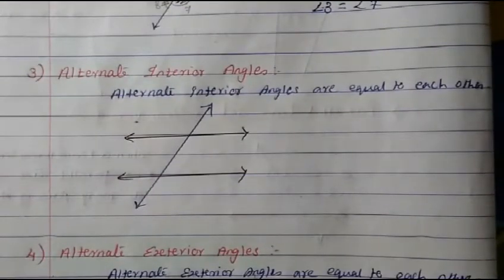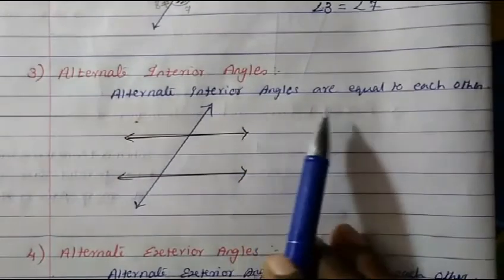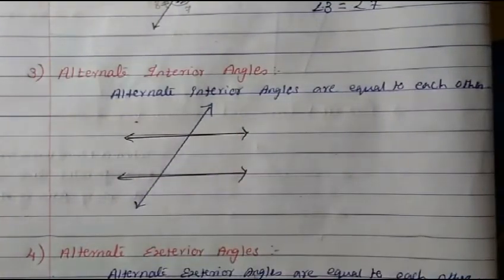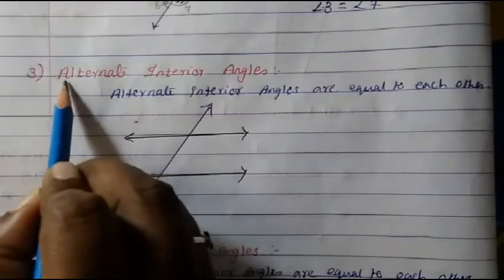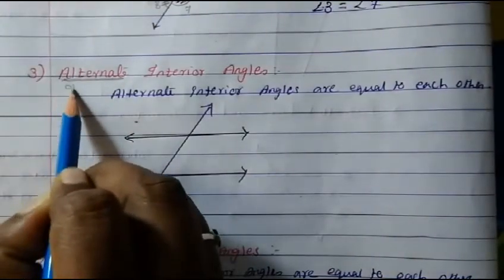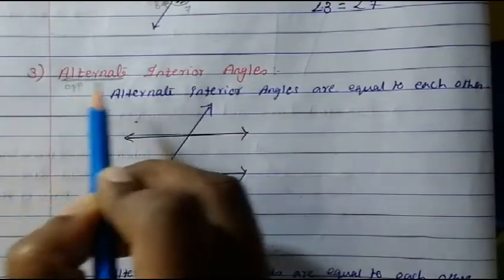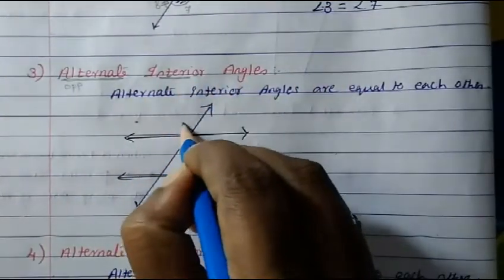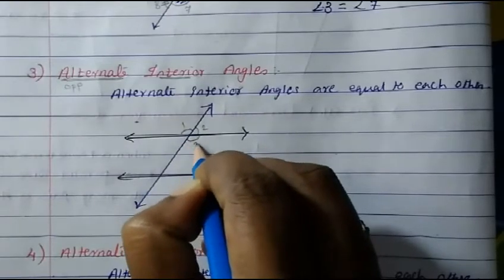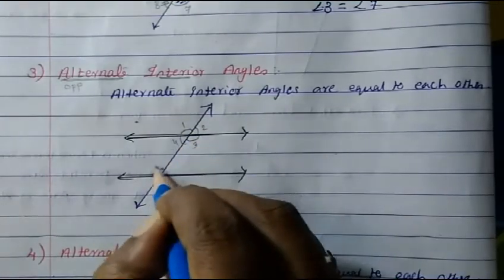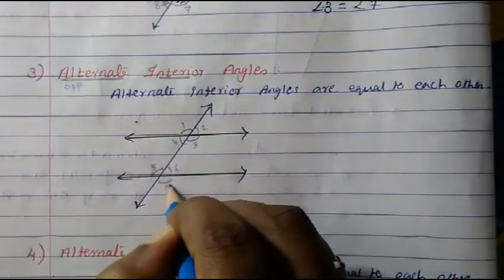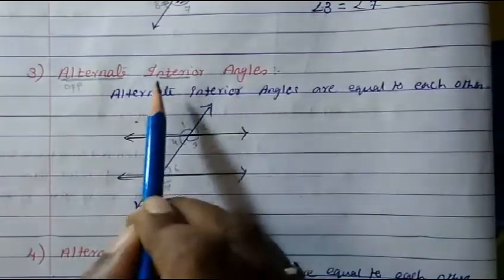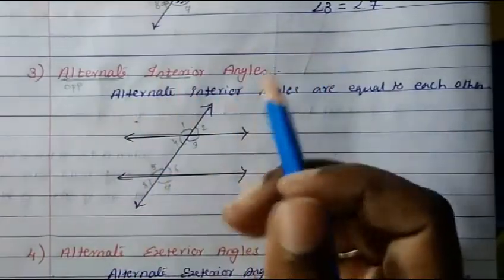Alternate interior angles. Alternate interior angles are also equal to each other. So let's see alternate interior angles. Alternate meaning is opposite, you remember, and interior. Now if you see, let me name them 1, 2, 3, 4, 5, 6, 7, 8. Okay, now interior. Interior means inside.